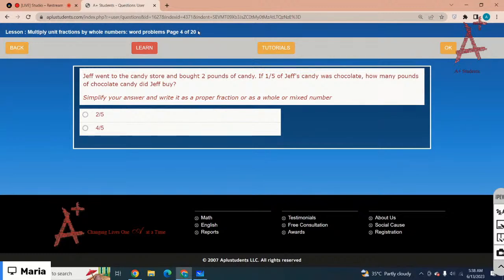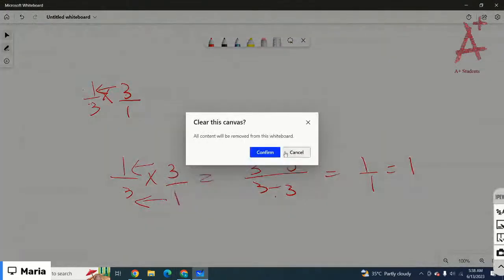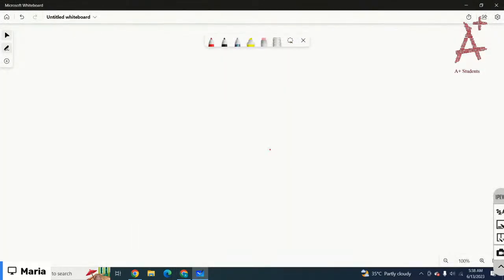Jeff went to the candy store and bought 2 pounds of candy. If 1/5 of Jeff's candy was chocolate, how many pounds of chocolate candy did Jeff buy? So you have to do 2 times 1/5. 2 is a whole number and 1/5 is a fraction. The denominator of the 2 would be 1 because 2 doesn't have any denominator. You have to do numerator times numerator, denominator times denominator. It would be 2 times 1 and 5 times 1 is 5. So the correct option is 2/5.